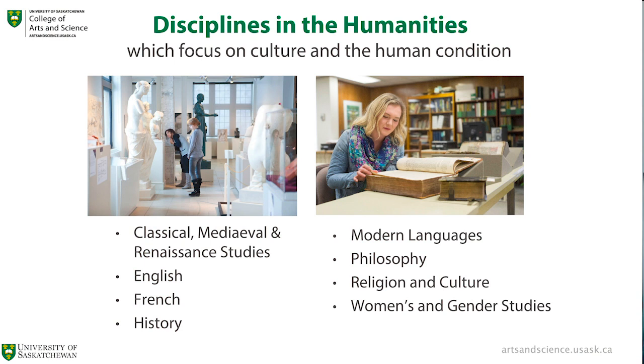Disciplines in the humanities are those which focus on culture and the human condition, broadly speaking. We have a number of different disciplines in the humanities, which include classical, medieval, and Renaissance studies, English, French, history, modern languages, philosophy, religion and culture, and women's and gender studies. So whether you are choosing to major in one of these disciplines or thinking about taking some of these classes as electives, to fulfill your breadth requirement, or in some cases to fulfill your English language writing requirement, it's important to know all of the different options available to you in the humanities.